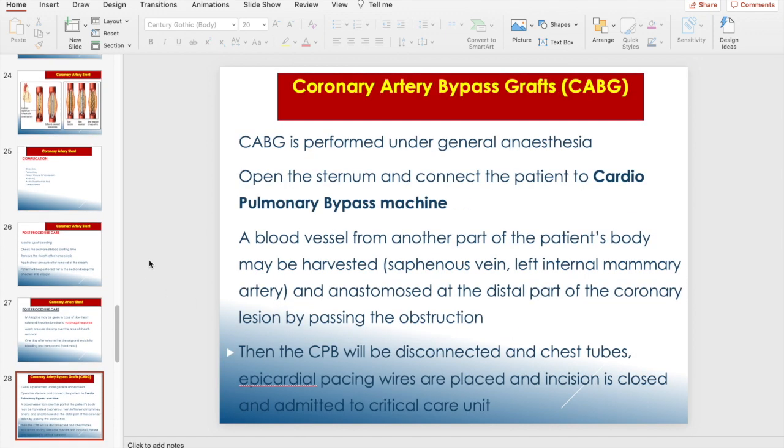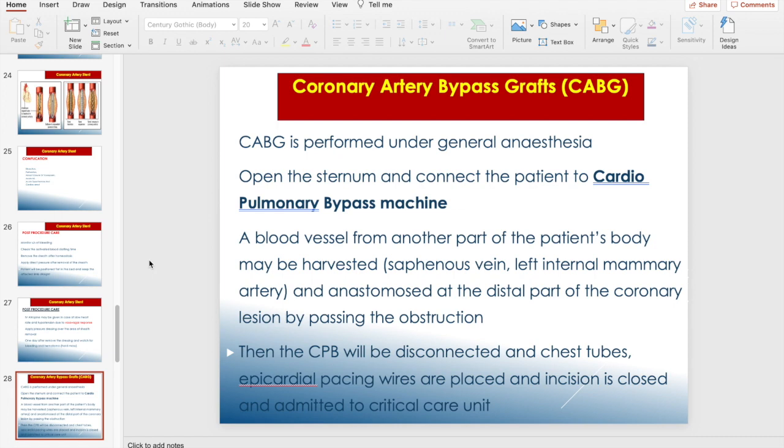Now we'll talk about another procedure, which is coronary artery bypass graft. It's very important to know about this procedure, because sometimes the patient will need this complicated procedure. Under general anesthesia, they open the sternum and connect the patient to the cardiopulmonary bypass machine, and use blood vessels from other parts of the body. For example, if we are unable to open the occlusion, we have to replace the coronary artery with another one.